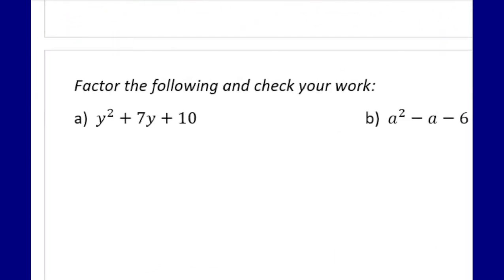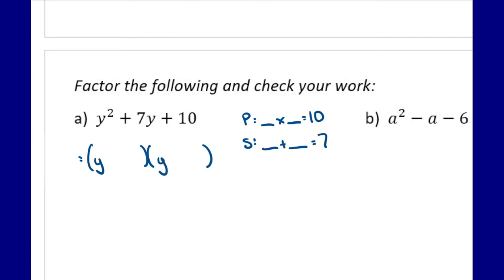So if I want to factor this, I'm looking for two numbers that multiply to give me the last term, or a product of 10, and two numbers that when I add them, the same two numbers, mind you, add to give me the middle one, or 7. Why? Because my variable is y, that is going to be the first term in each bracket. So I know I'll have two brackets, and they'll start off with y. Now I have to think of what two numbers add to give me 7 and multiply to give me 10.